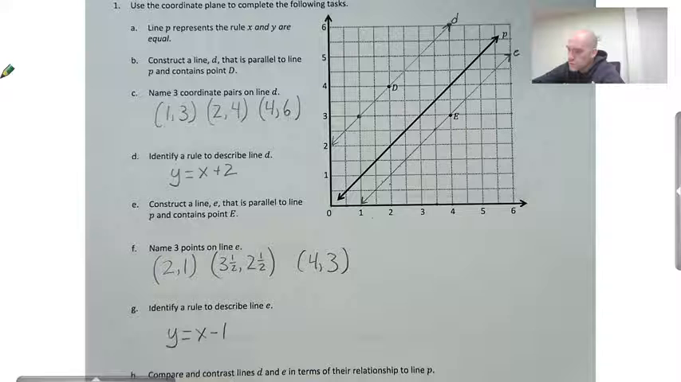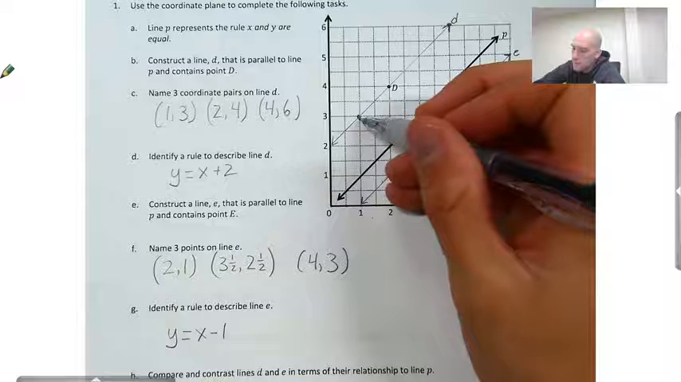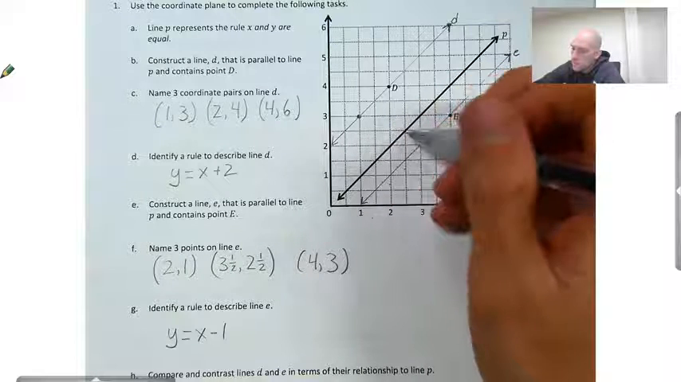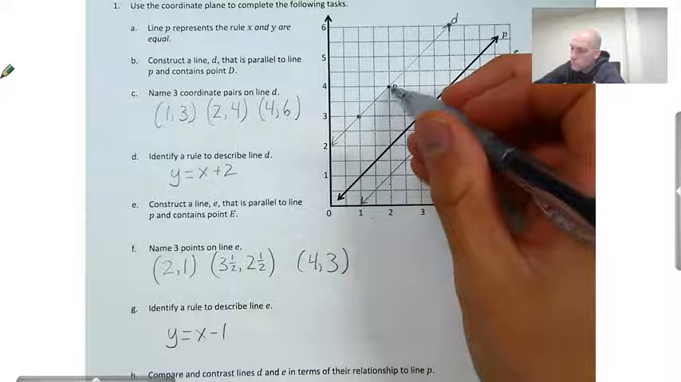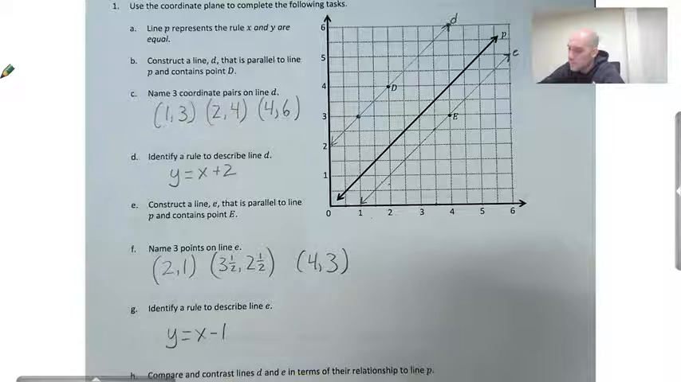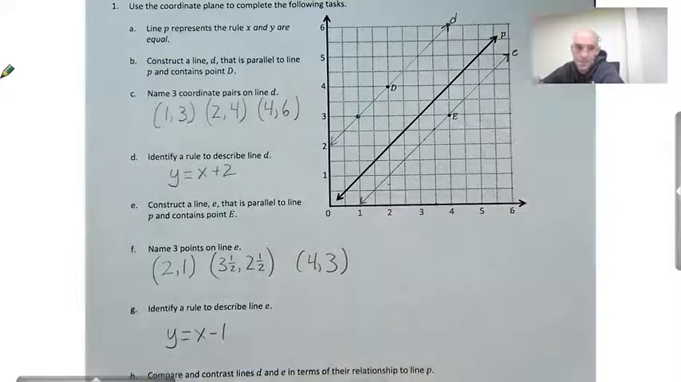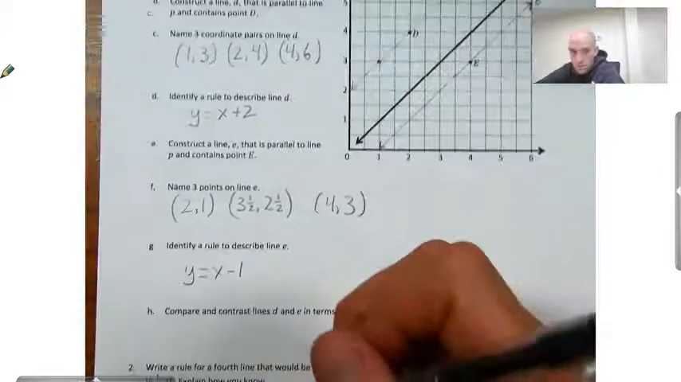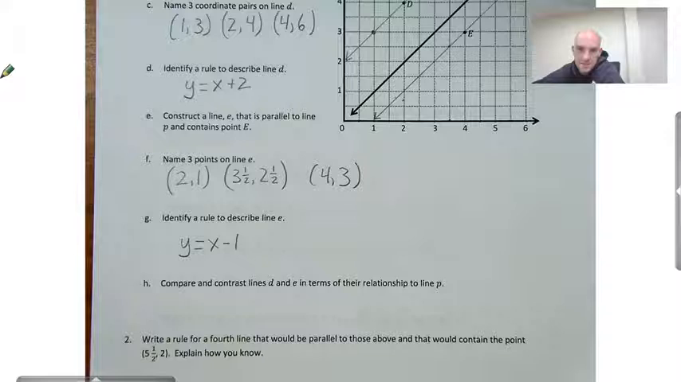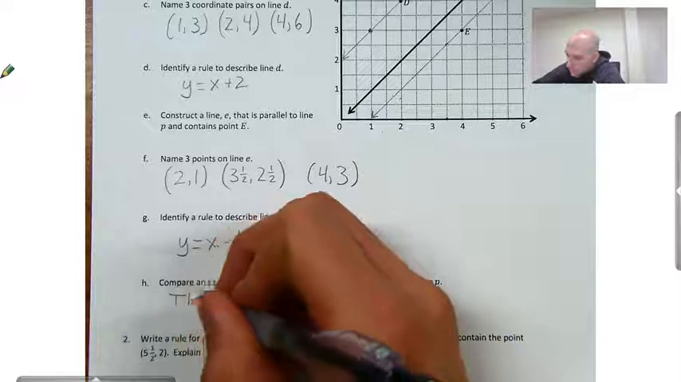So if we were to compare and contrast lines D and E in terms of their relationship to line P, well, X plus 2 is parallel, but it's 2 above any point on line P, or any corresponding x value. So any of our x values on line P, the corresponding value on line D will be 2 more. They are both parallel.